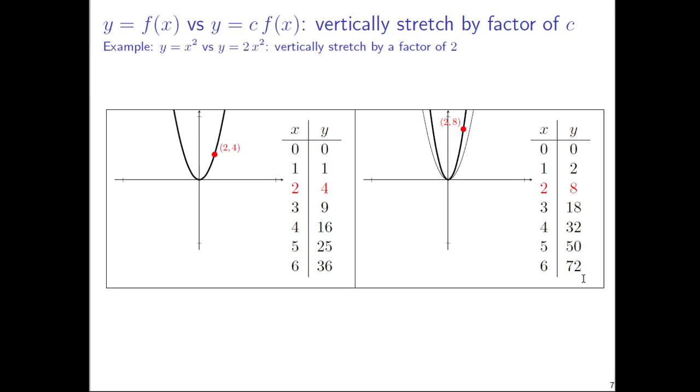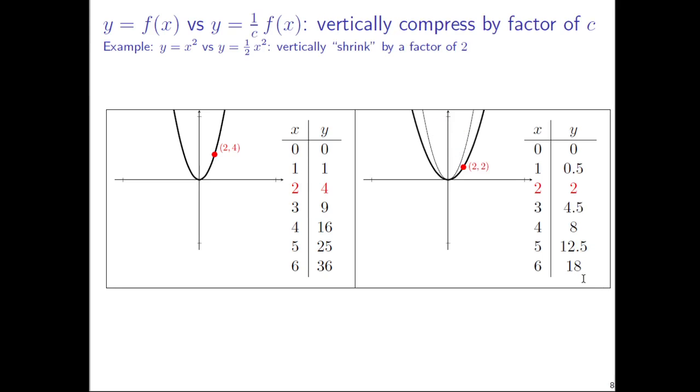Okay, c times f of x vertically stretches by a factor of c, for example 2. Again, you see all the numbers. And then 1 over c times f of x should then be a vertical compression. If c times f of x is vertical expansion or stretching, then to undo that you'd have to divide by c instead of multiplying by c.